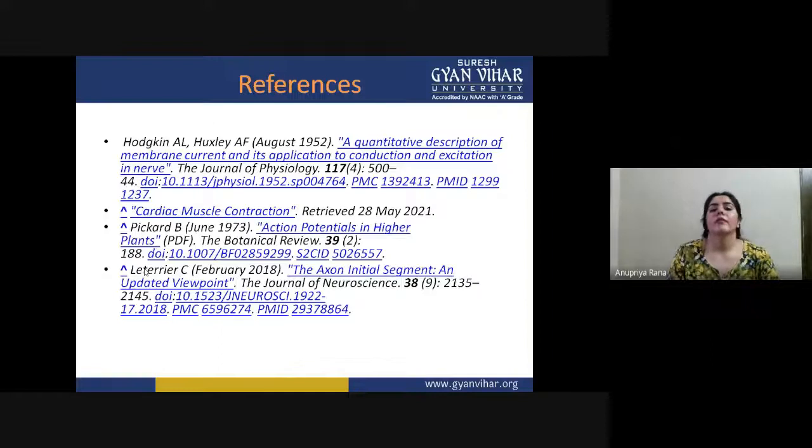Still, if you have any problems, you can go through these references. A very good explanation has been given in the reference section, and the third one, on the initial segment and an updated viewpoint, is a very elaborated version of how axon potential works, or how information is updated from one neuron to another neuron.